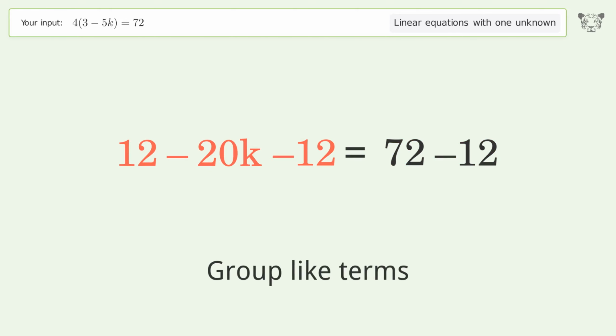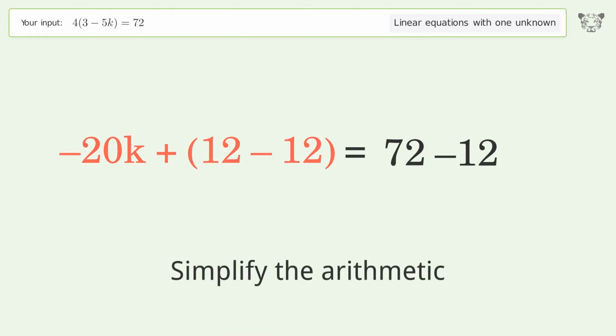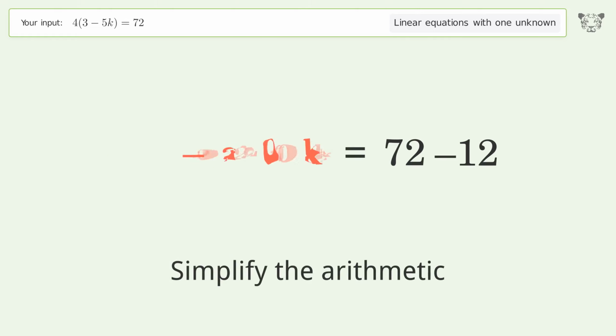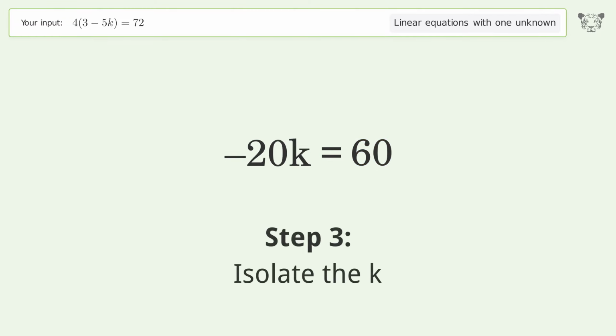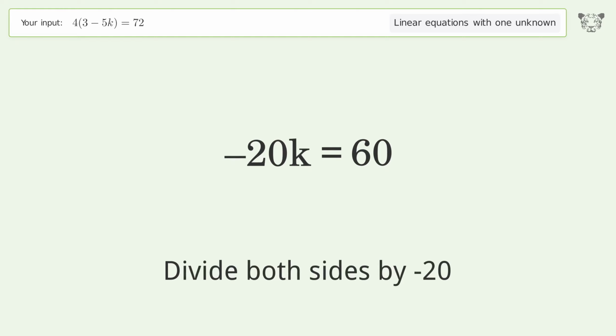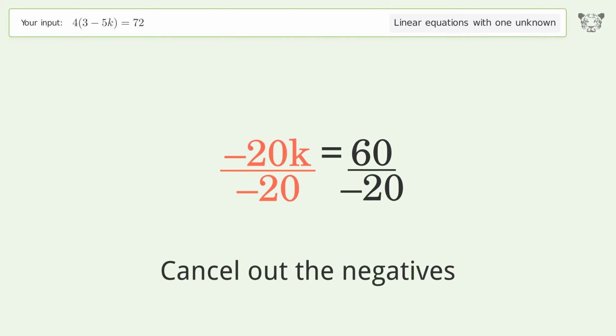Group like terms. Simplify the arithmetic. Isolate the k. Divide both sides by -20. Cancel out the negatives.